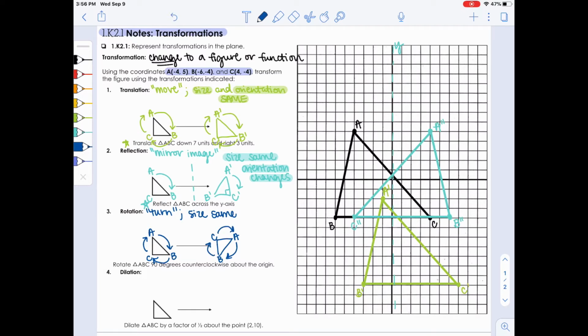They're just in a different location, and that's okay. So our orientation is the same. So same rules as the translation, just looks a little bit different. Same size, same orientation. All right, our example says to rotate triangle ABC 90 degrees counterclockwise about the origin.